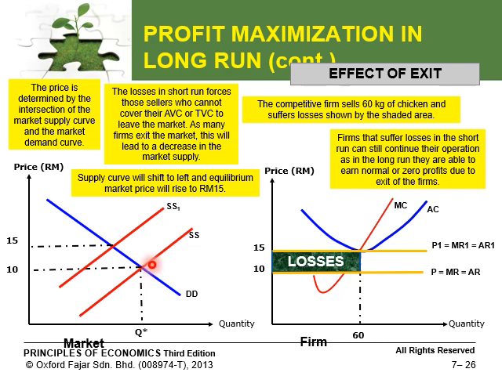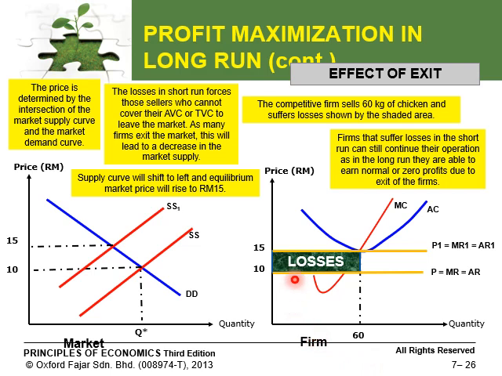The supply will decrease. That means the supply curve will move to the left side from here to here. Okay, what happens to the equilibrium price? Of course, the equilibrium price will increase from 10 ringgit to 15 ringgit. So this is the condition we can see in the market graph.